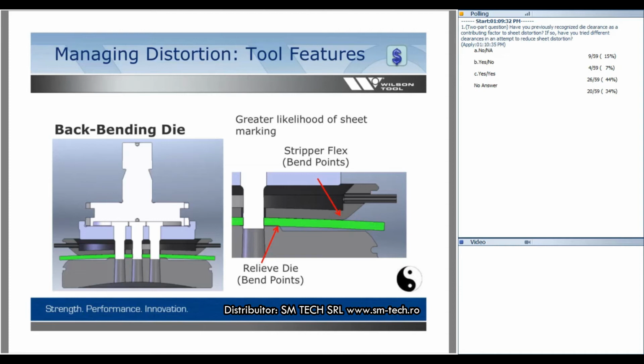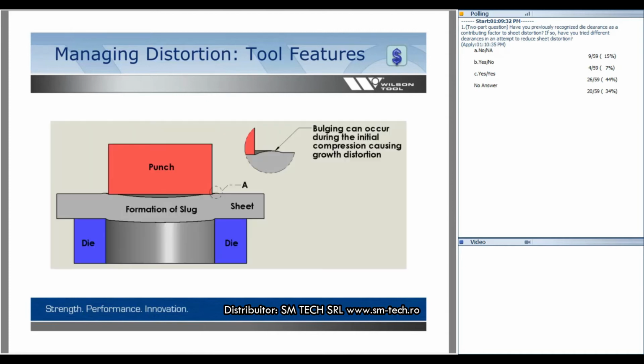You can create sheet marking. You've got to be careful with the size of your radiuses and how much pressure you're putting behind it. I always say it might not resolve your sheet distortion, but it will improve your sheet distortion, no matter how effective it is. Here's that case where we were doing that bulge.